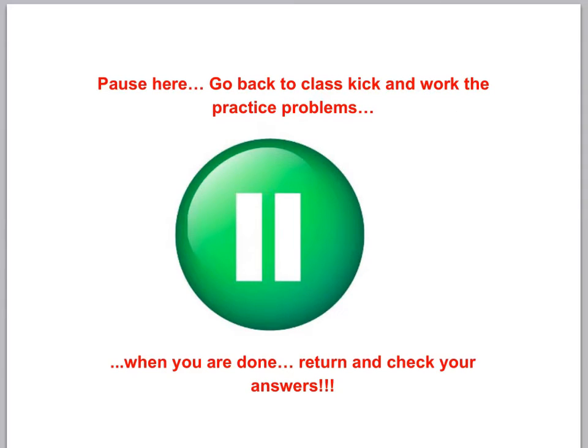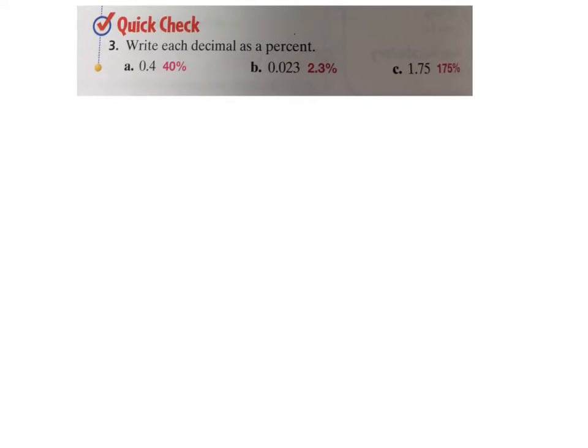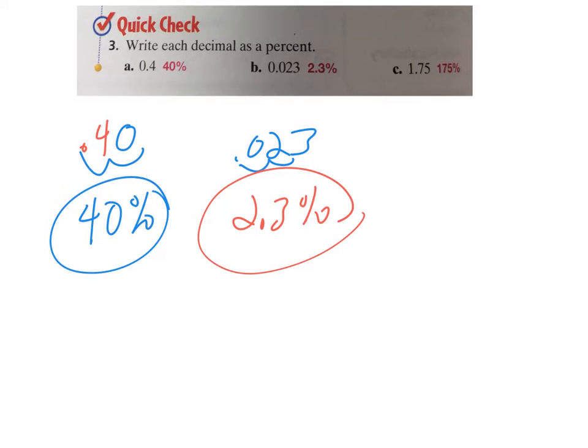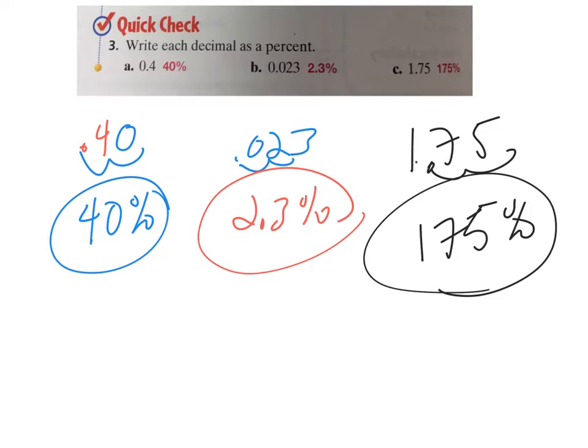All right, pause, go back to class kick, work a few. Alrighty, so we're going to rewrite each of these as a percent. If I start out with 0.4, well, it's technically 0.40, isn't it? So 2 to the right becomes 40. Don't forget to add your percent sign. B, 0.023. Boom, boom, 2 to the right. That becomes 2.3%. And then 1.75. Boom, boom, 2 to the right, 175%. There you go.